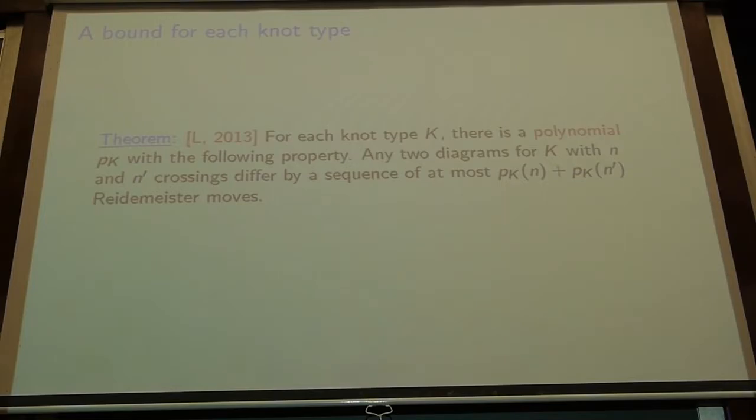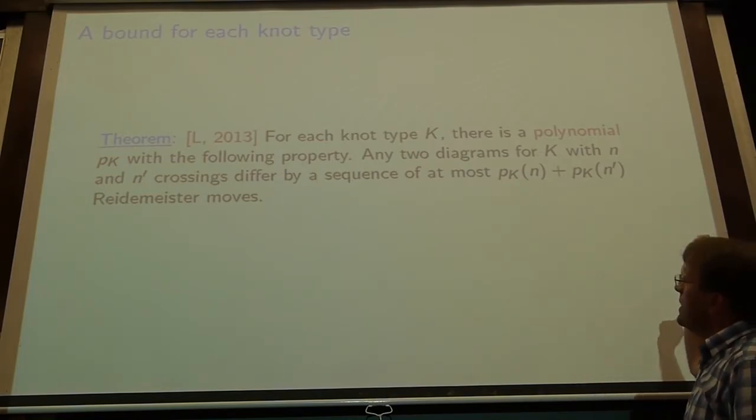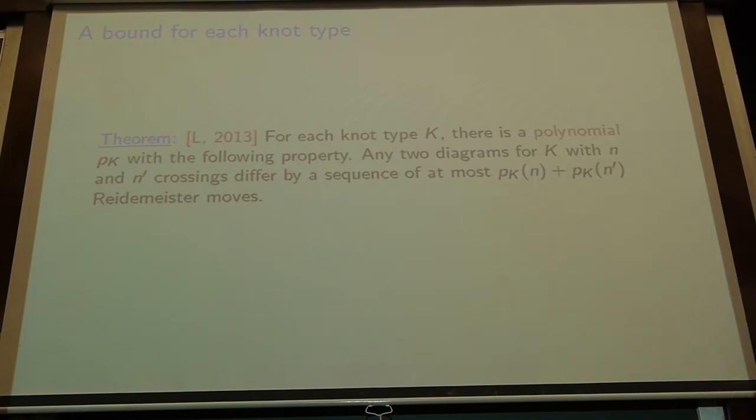Here I do want to make things dependent on k. Okay, so in fact, this theorem here, the point of this is that it depends on k. So you fix your knot type. At the beginning of the talk, we were talking about unknots. Now we're going to fix the knot type, trefoil or figure 8. And the theorem is that then there's a polynomial, pk, with the property that if you have two diagrams for the knot k with n and n prime crossings, then they differ by a sequence of at most pk(n) plus pk(n prime) moves.